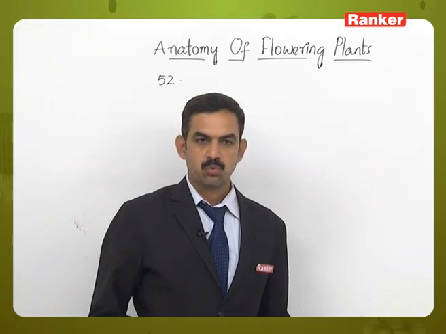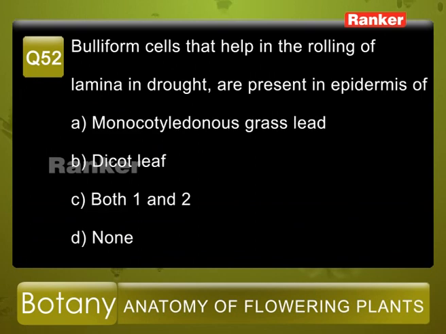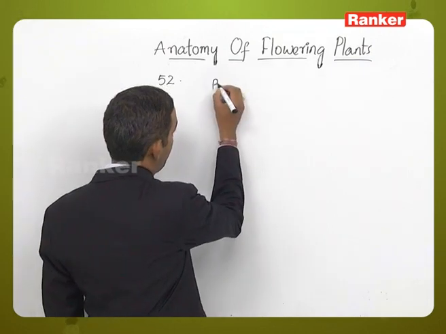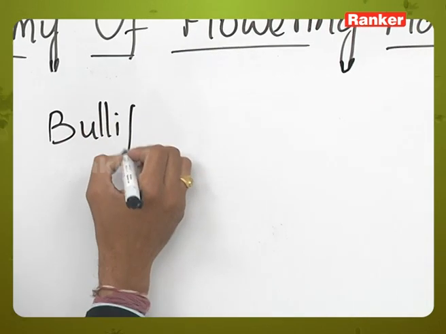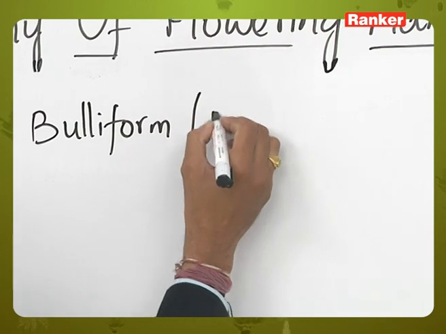Question number 52. Bulliform cells that help in rolling of lamina in drought are present in the epidermis of. The given options are A. Monocotyledonous grass, B. Dicot leaf, C. Both 1 and 2, and D. None. So here bulliform cells, otherwise called motor cells.